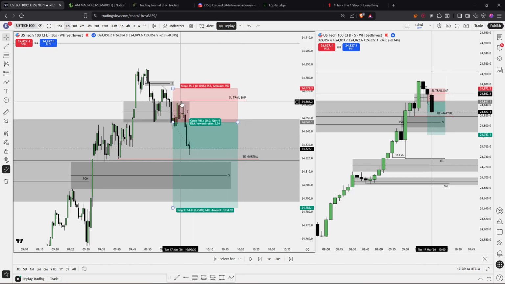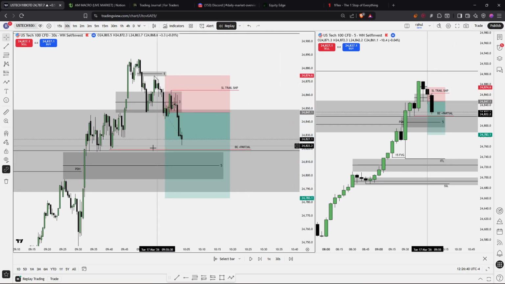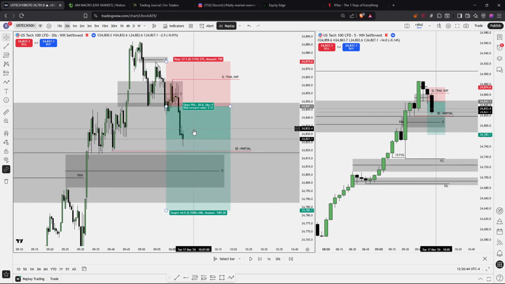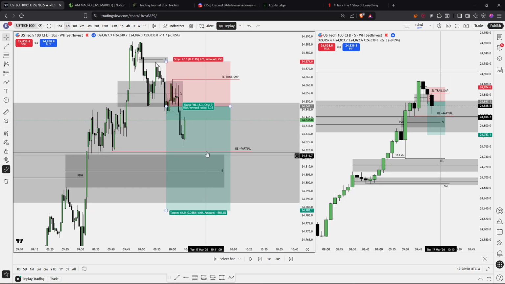Okay, so I've trailed my SL to here. I've just made my SL a little bit smaller. Then after that, I have not taken out partial. I'm not done breaking anything. Then we get a nice down. We get an upward candle, as you can see here.